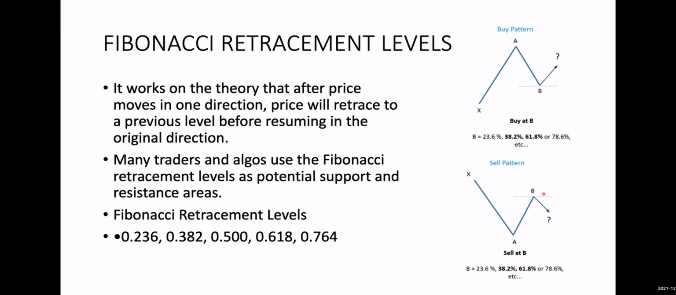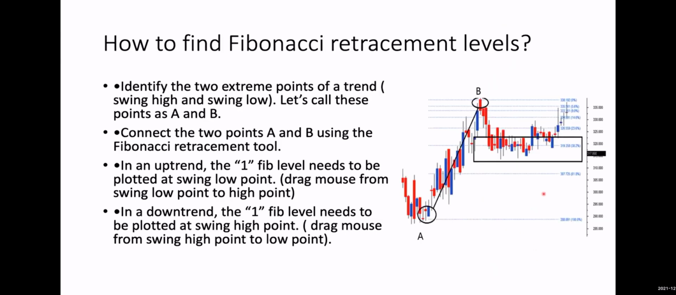So how do you find Fib retracement levels? This is a question that we're going to get. The first point is to identify two extreme points of a trend. One is the swing high, so this is a swing high in a trend, and another is the swing low.